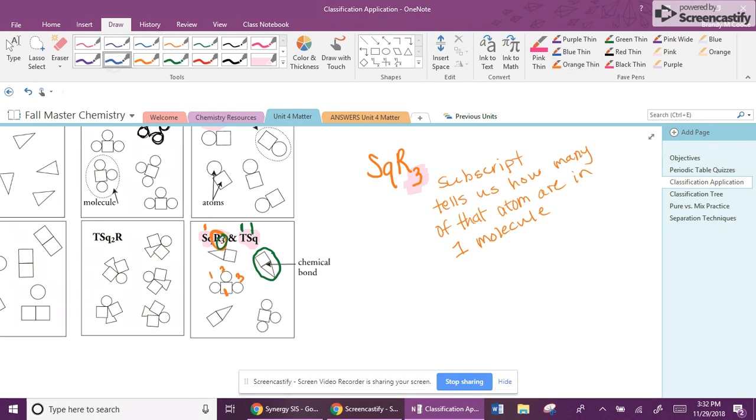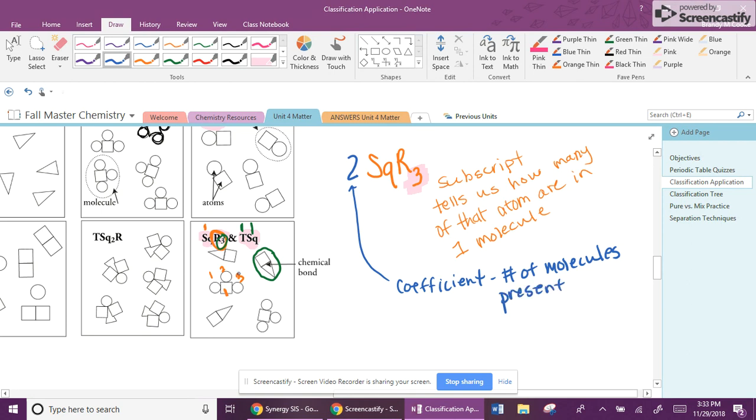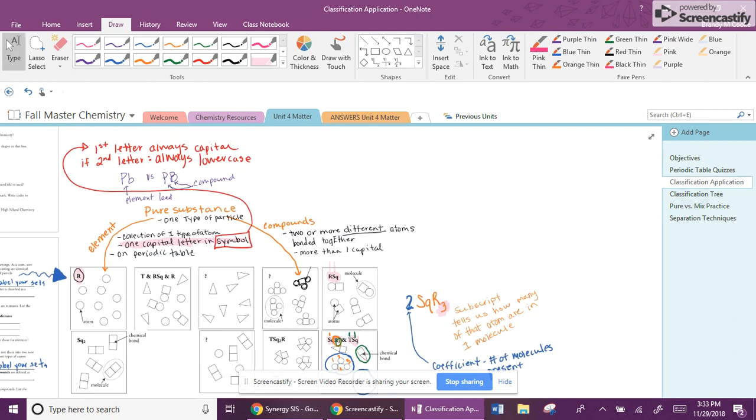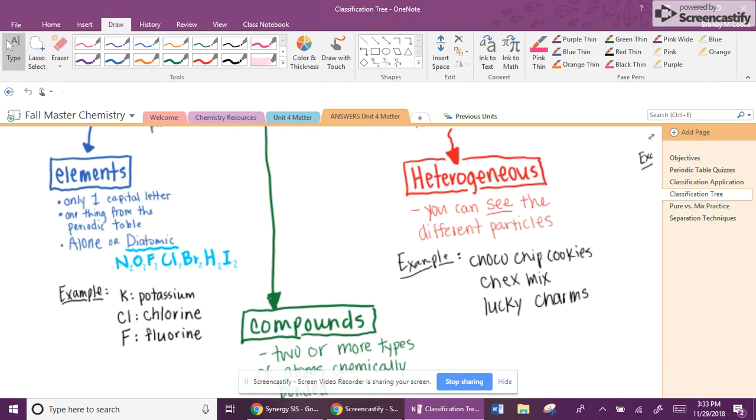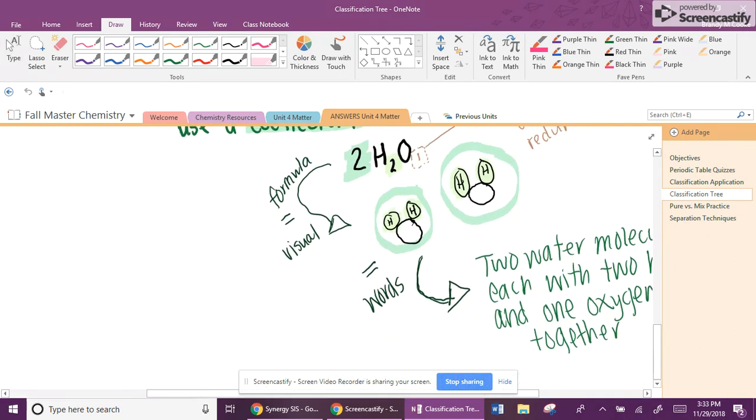And then I did bring up in class that we can have coefficients. So let's say I had a 2 right here. That would be a coefficient, and it tells me the number of actual molecules present. So if I look over here, I see 1 SQR3, 2 SQR3. So I have 2 particles, 2 molecules, each of which has 1 square and 3 circles. So that is elements and compounds in a nutshell. Definitely feel free to check out the classification tree. It's in your notebook, and it definitely has some more detail about elements and compounds, as well as some examples for you. Yay!